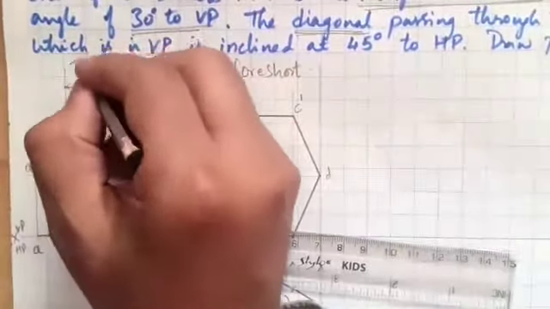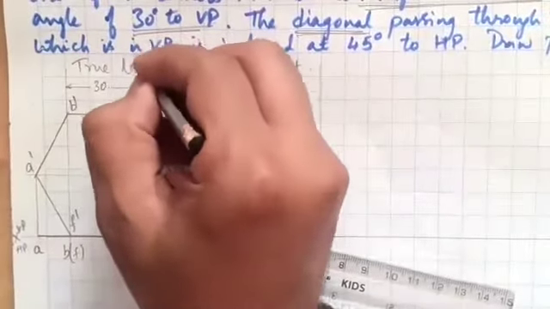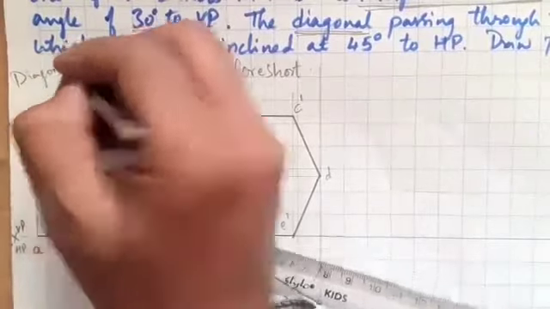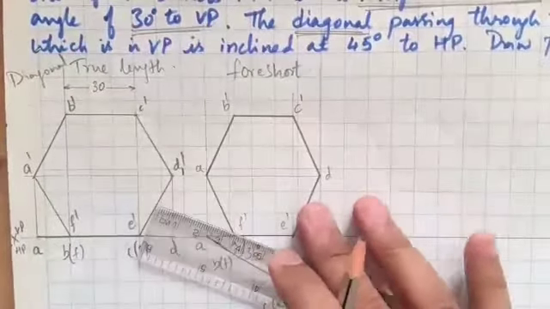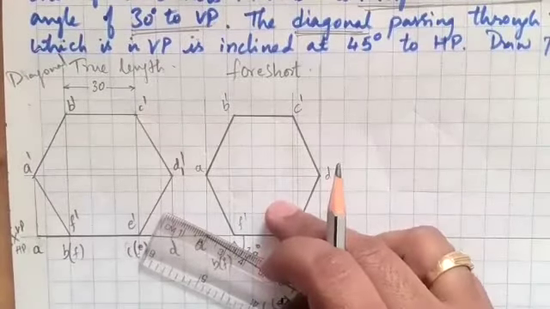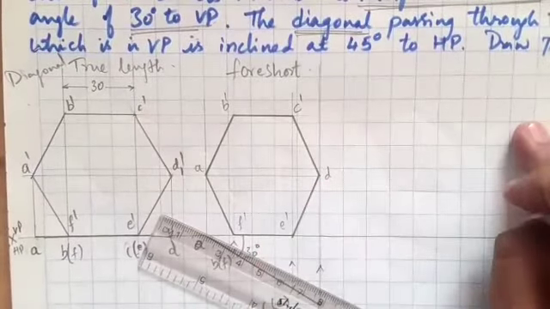Here the diagonal is in true length. Diagonal, median, perpendicular bisector, anything, it is in true length here. It has become foreshortened here. It is the same element, now inclined in the third position.